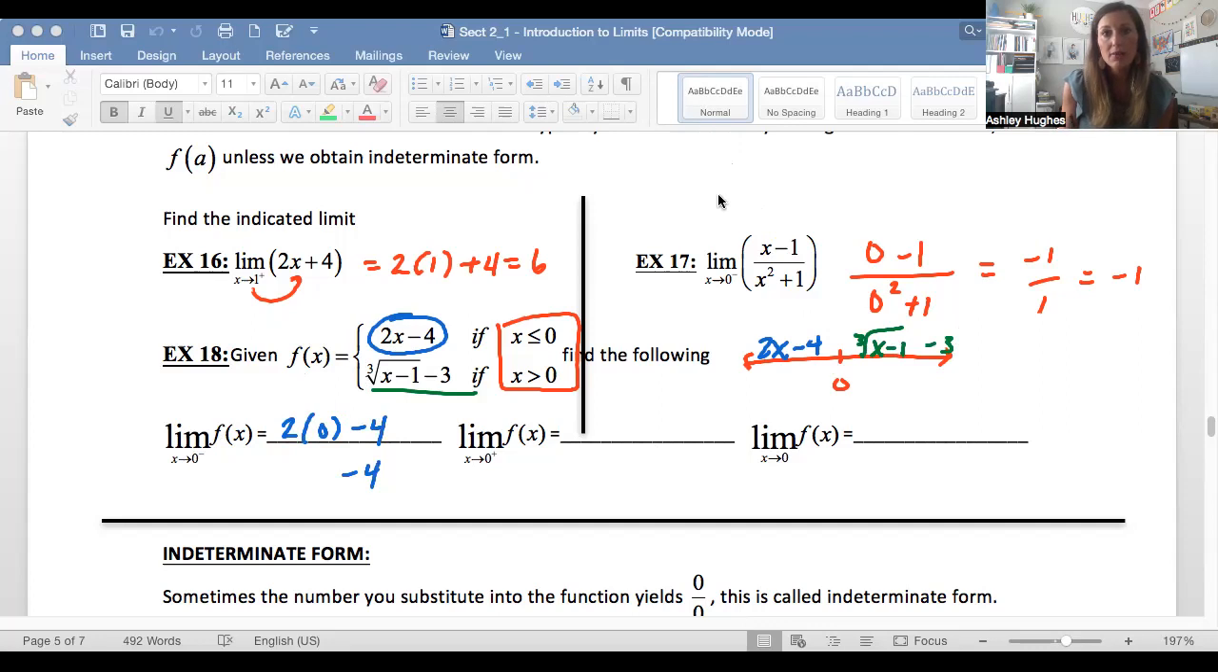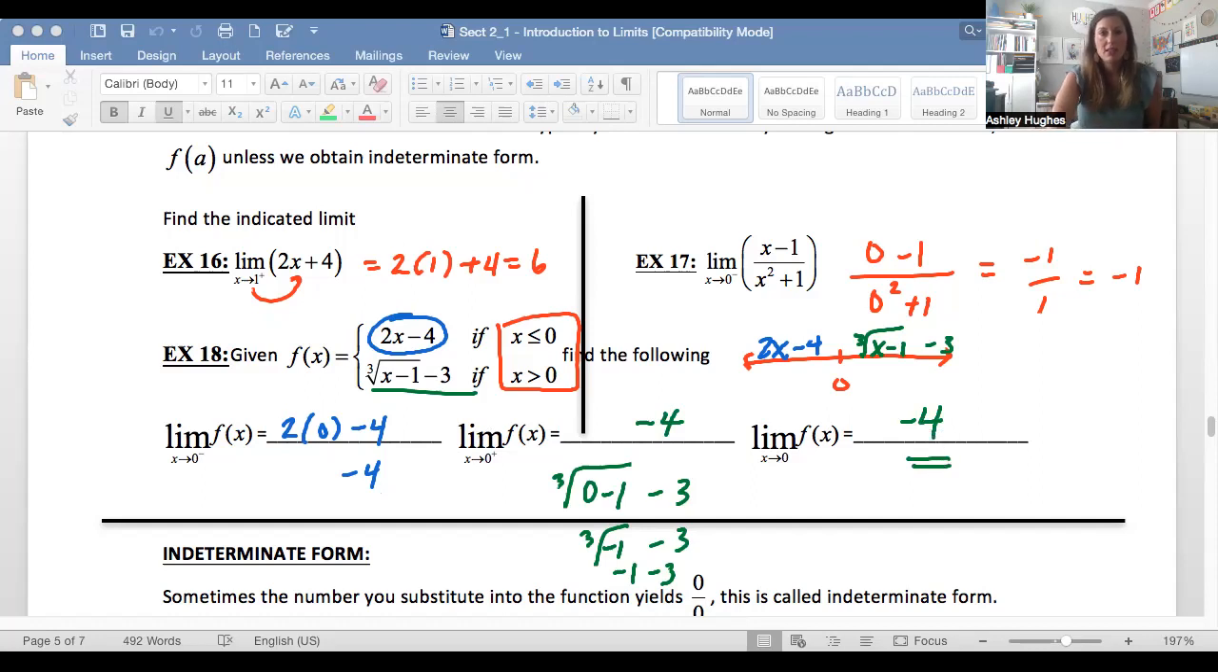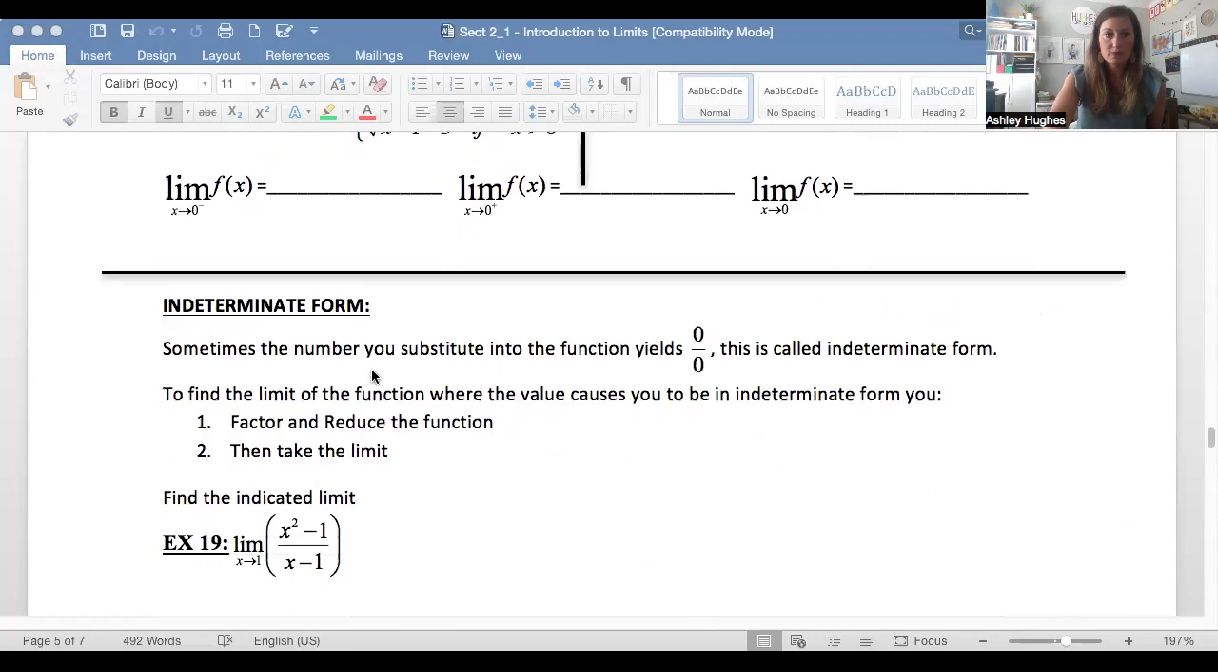0 from the right, I would be on this green side. So cube root of 0 minus 1 minus 3. So 0 minus 1, -1. The cube root of -1 is also -1. And -1 minus 3 is -4. Now, are these the same? They are. So what does that mean this limit equals? -4. We were able to discern that you have this limit and it exists because these limits from the left and the right were equal.